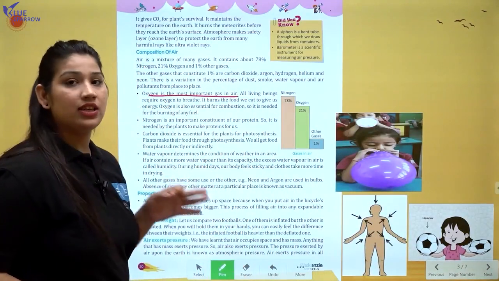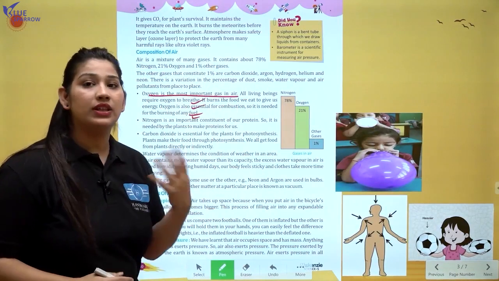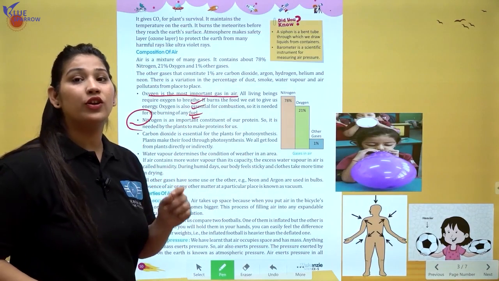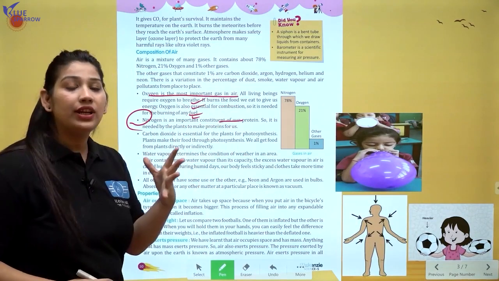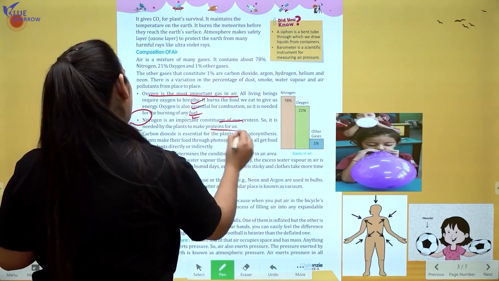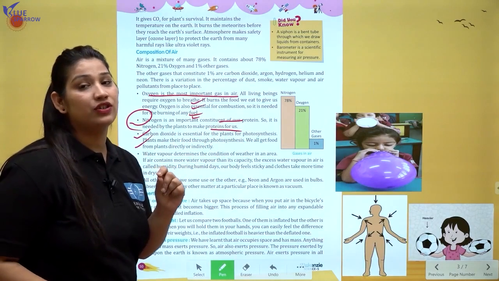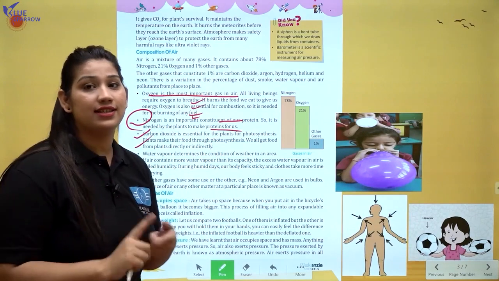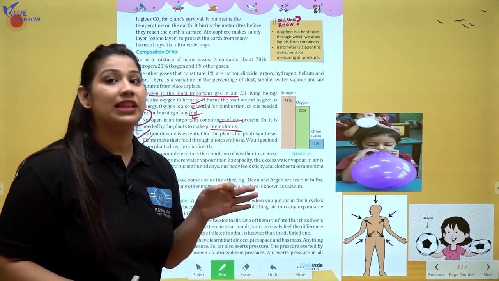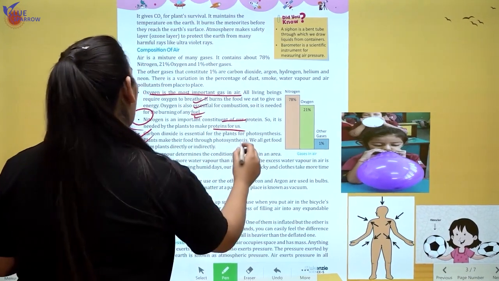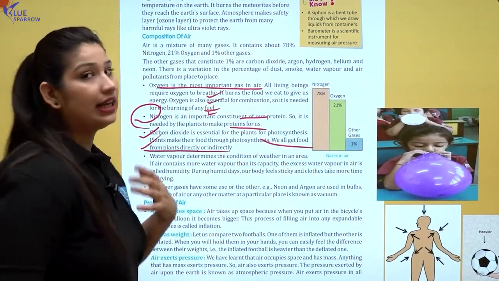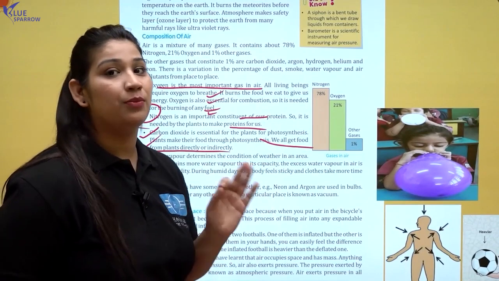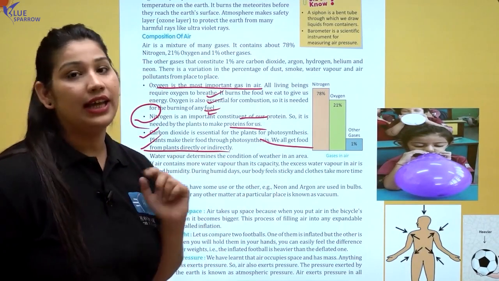All living beings need oxygen. Oxygen is also needed for burning of fuel. Nitrogen is an important constituent of protein. So proteins are needed by plants for us. Carbon dioxide is essential for plants for the process of photosynthesis. Photosynthesis is the process by which plants make their own food. We all get food directly or indirectly from plants. So carbon dioxide is also a very important constituent of air.